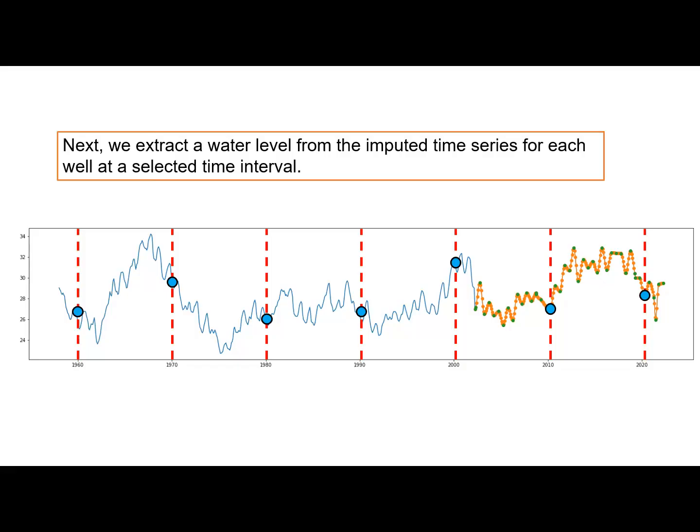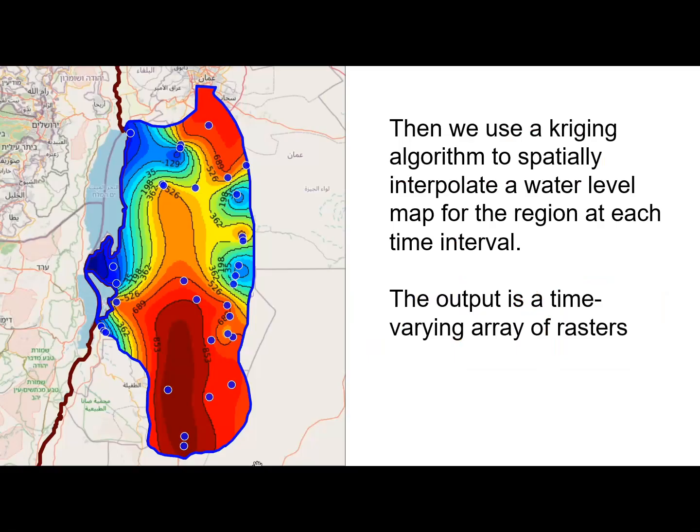At each year, we pick off the water level from either the imputed or the original data. That gives us a series of water levels at each well, which we can then use to interpolate. We do that every year, and then we get a series of water levels which we can animate to visualize how the water levels change over time, and we can also do some other kinds of analyses with this. So the output from this process is a series of rasters that vary over time.